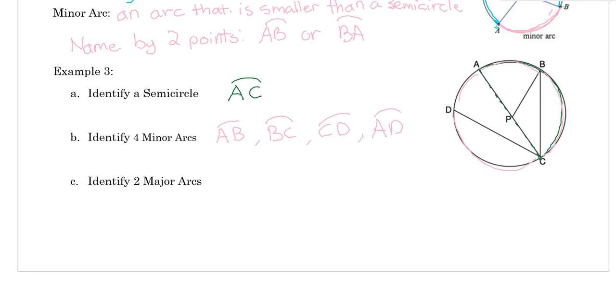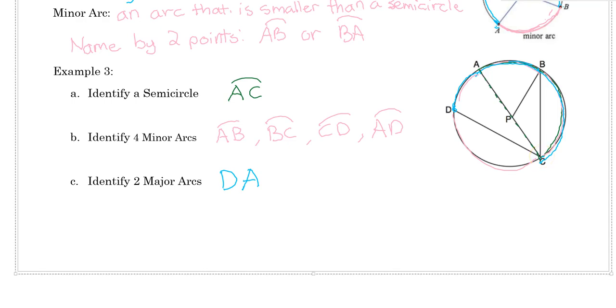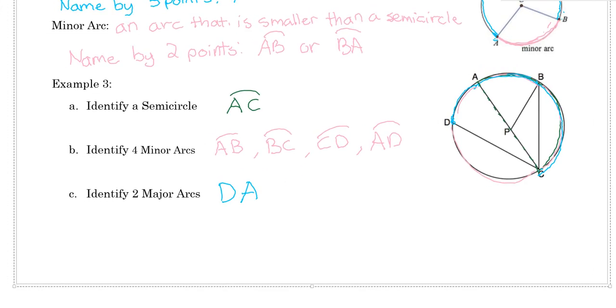All right, C, identify 2 major arcs. All right, for major arcs, again, we need to be more than half the circle. I need to use 3 letters, 3 points. So, we can choose any letter to start at. Let's start at D. I'm going to go to A. Be the 3rd letter. If I go to B, I'm not more than halfway around my circle, so I have to keep going. I have to go to C. Now I'm more than halfway around. So D, A, C.